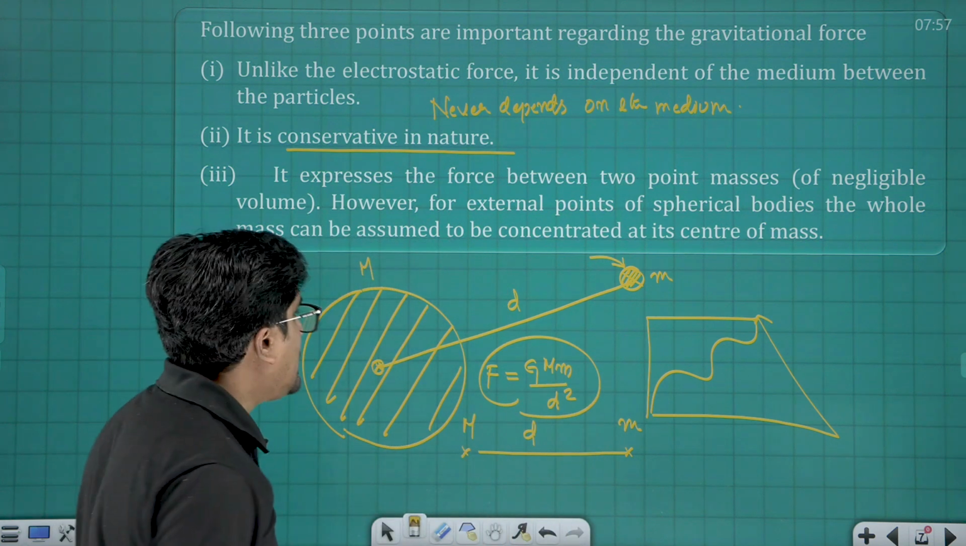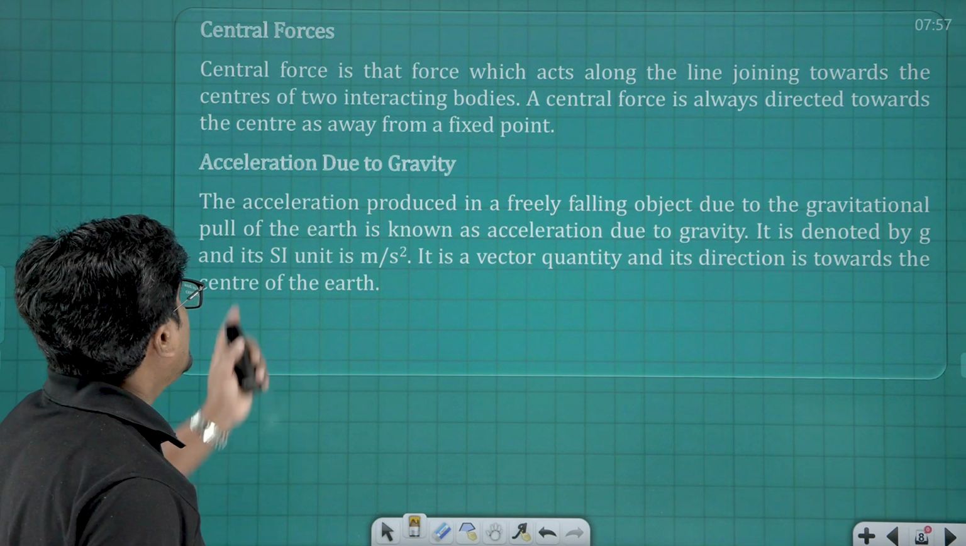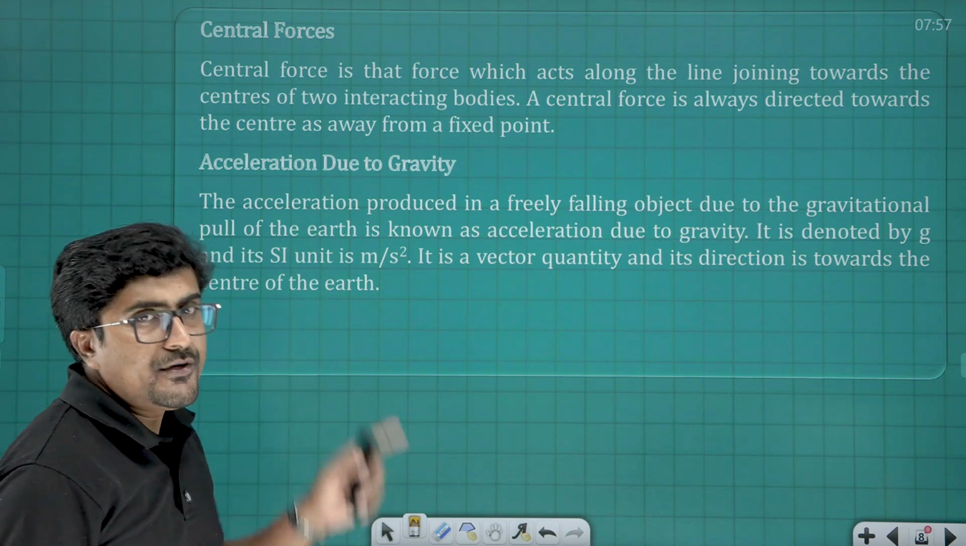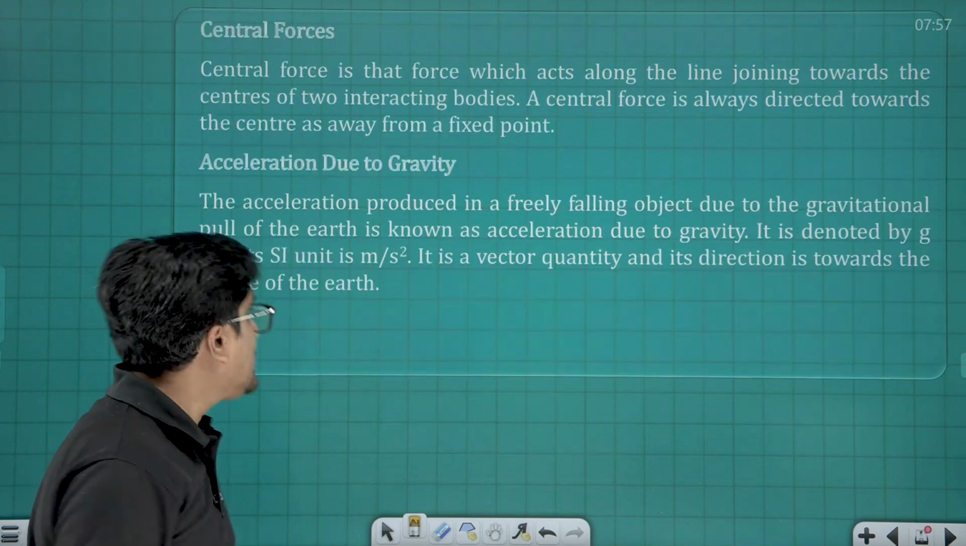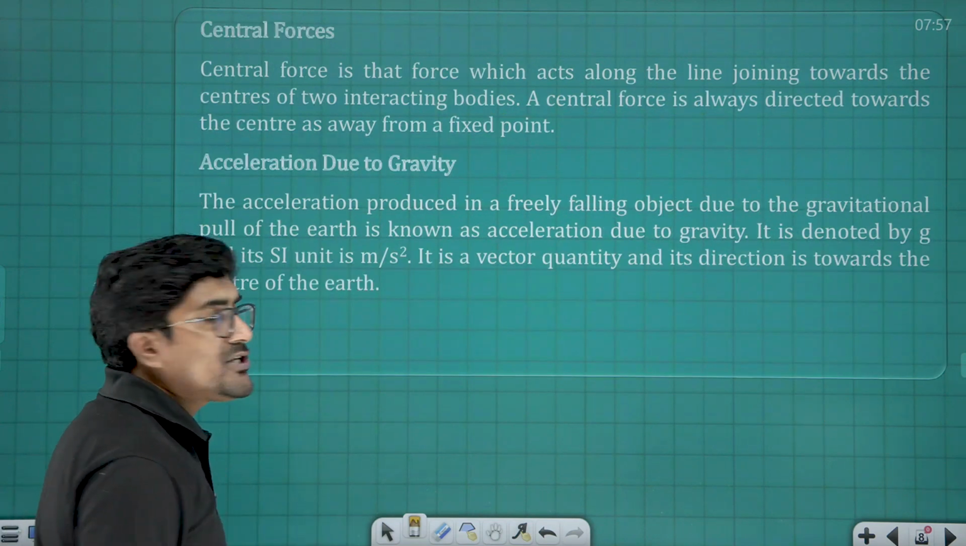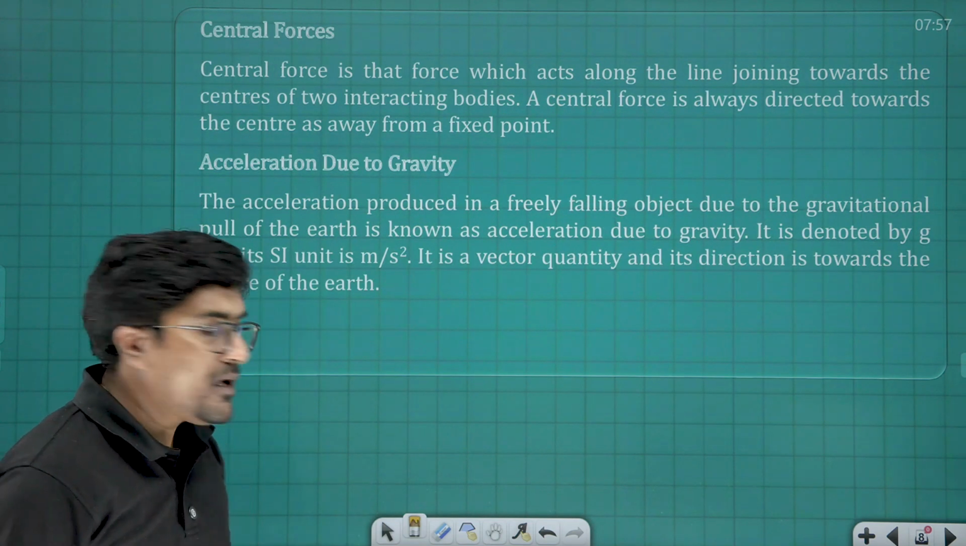Moving to the next slide, they're telling about the central force. I already told you what is central force. Here it's going to act along the center to center. And next is acceleration due to gravity.